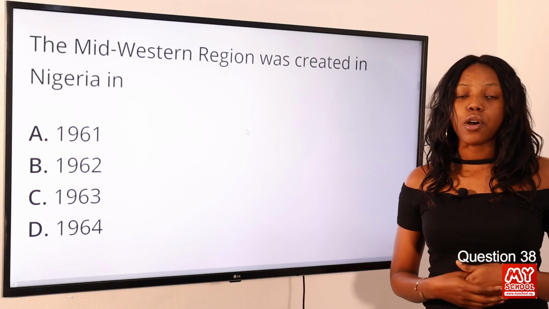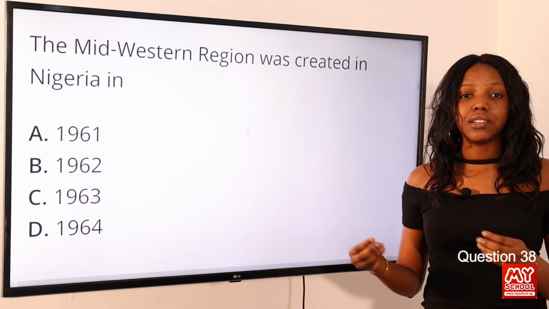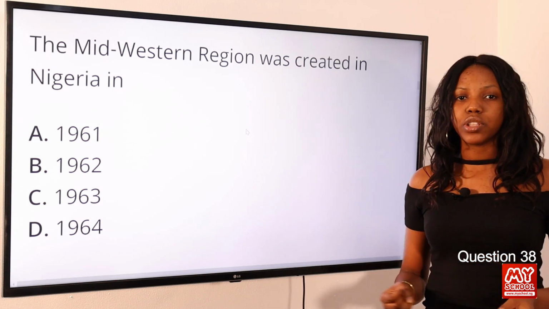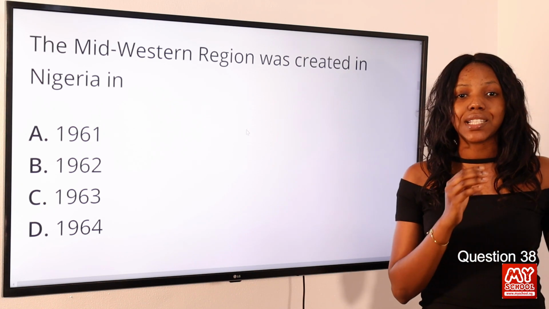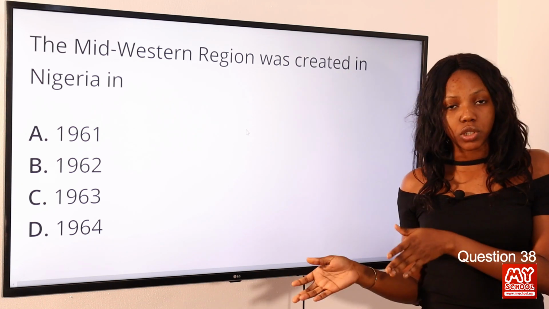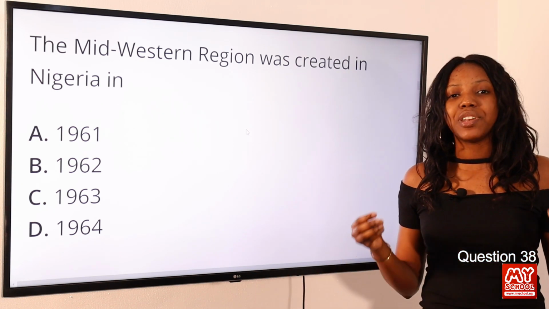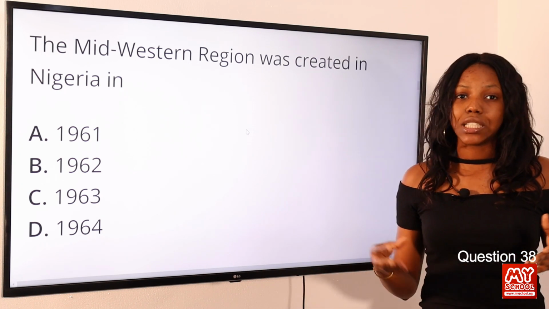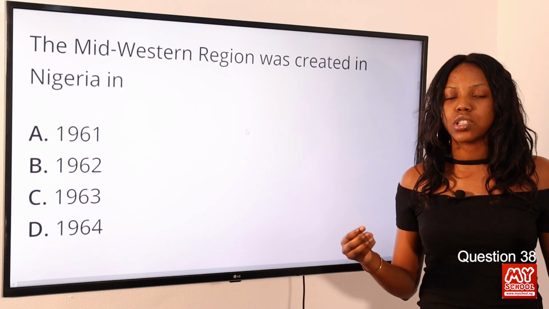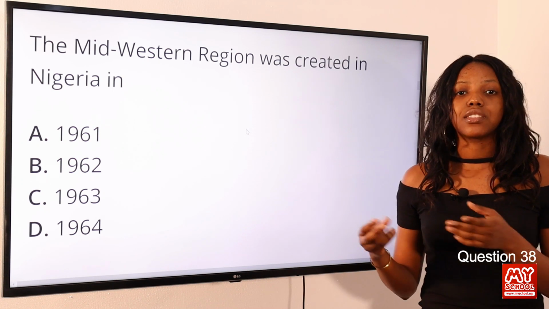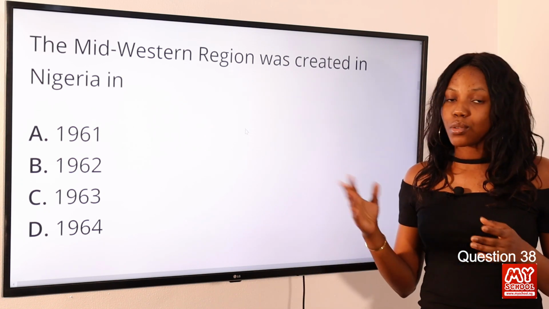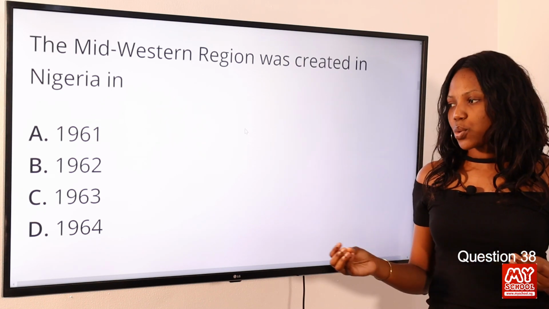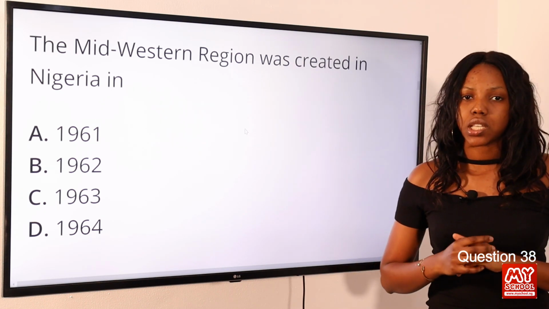It is also known as Bendel State. So Bendel State, or the Midwestern region, was a division of Nigeria from the year 1963 to 1991. So the Bendel State is what we now know as Edo State and Delta State. So Edo and Delta State was created in the year 1991, together with Kebbi, Kogi, and so on and so forth. So the answer to this question is option C, 1963.